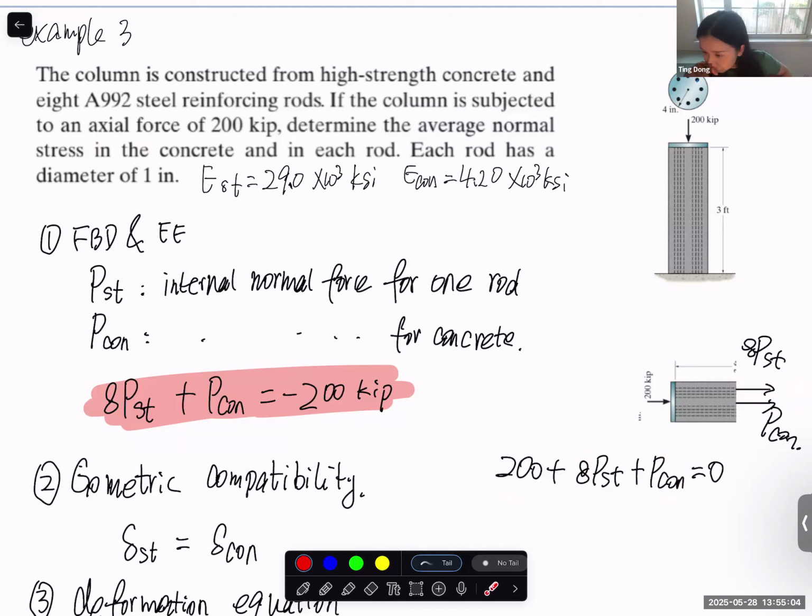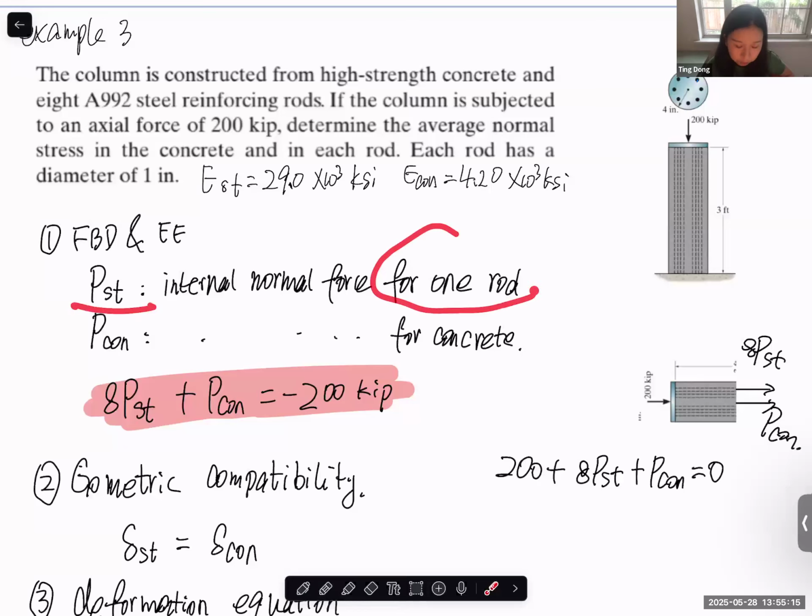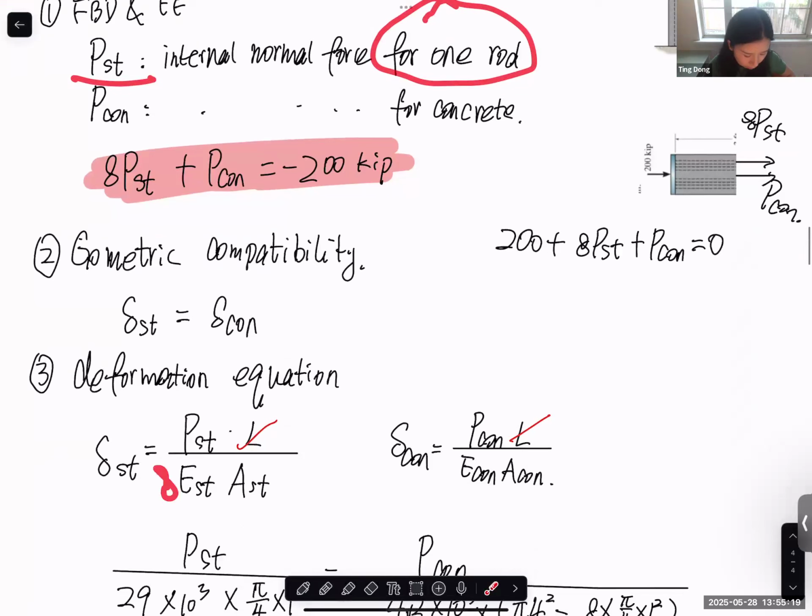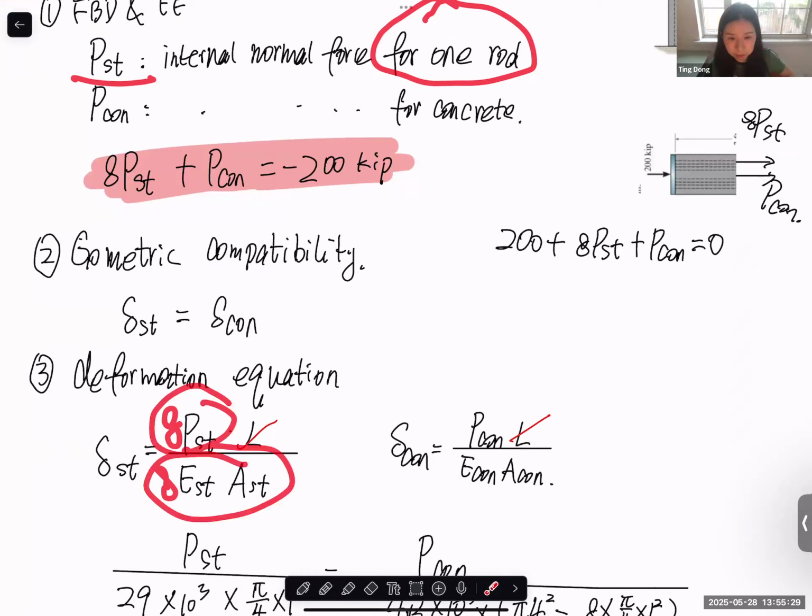When we say deformation of the concrete equal to the steel rod, why do we use one steel rod, not 8? Well, you can use 8, but our PST intention right here is only for one rod. You can use 8 rods and then use 8 forces. It'll be the same. Make sense or not? You can use 8 rods, 8 cross-section areas. But one PST means one rod.